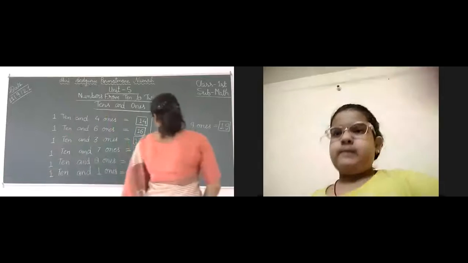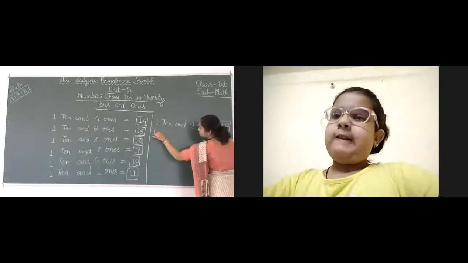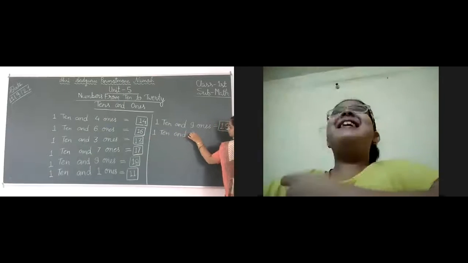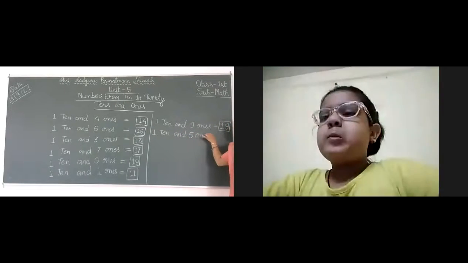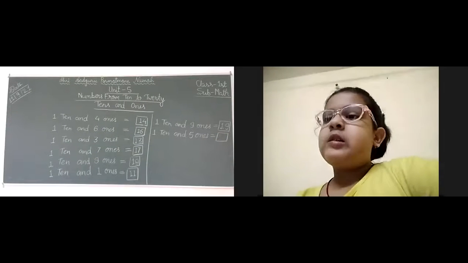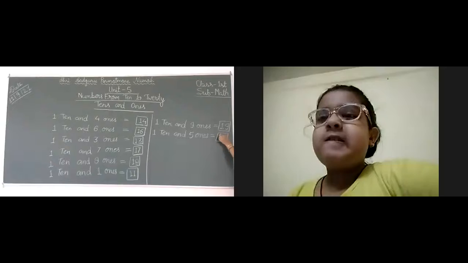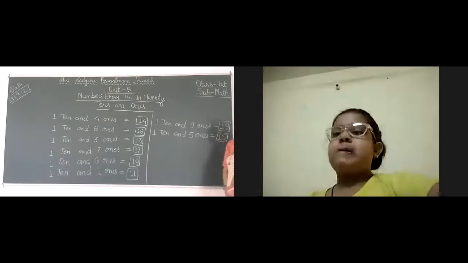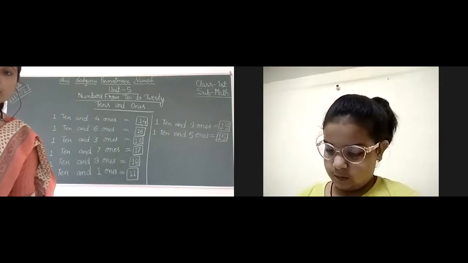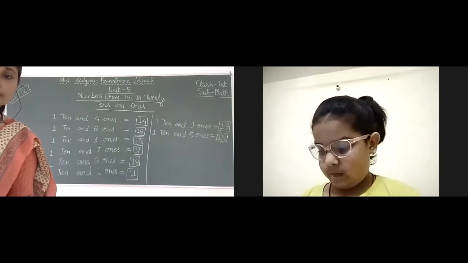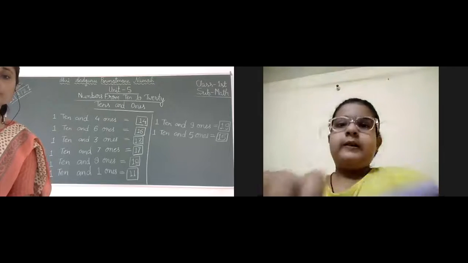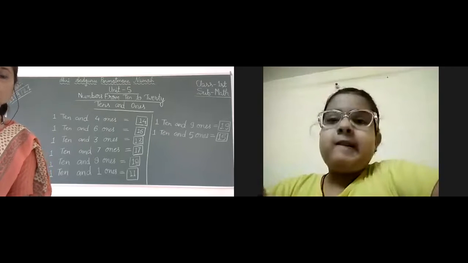Janvi. Okay, give me answer. 1 ten and 5 ones is equal to 15. Very good. I hope all of you understood tens and ones. Do you understand tens and ones, Janvi? Yes, ma'am. Okay.